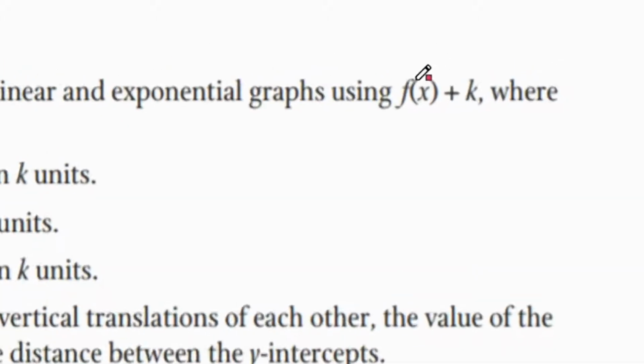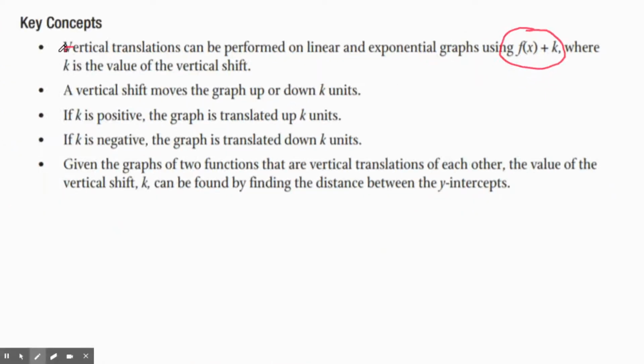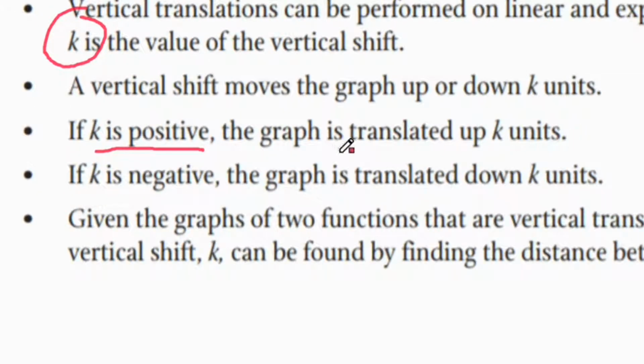So we're still going to be using function notation, but as you can see, we're going to be introducing a new number here called k. And k is going to be the value of that vertical shift. If k is positive, the graph is going to be translated or shifted up k units. And if it's negative, it'll be translated down k units.